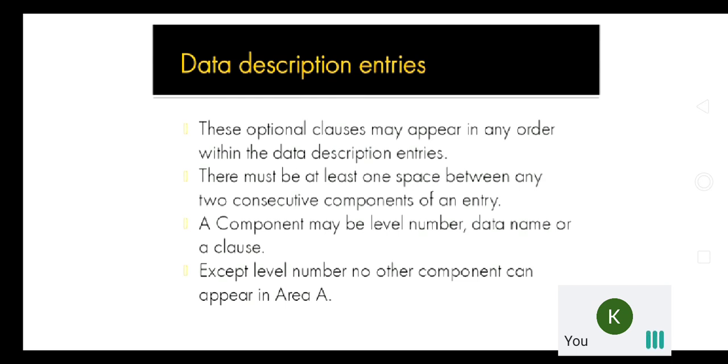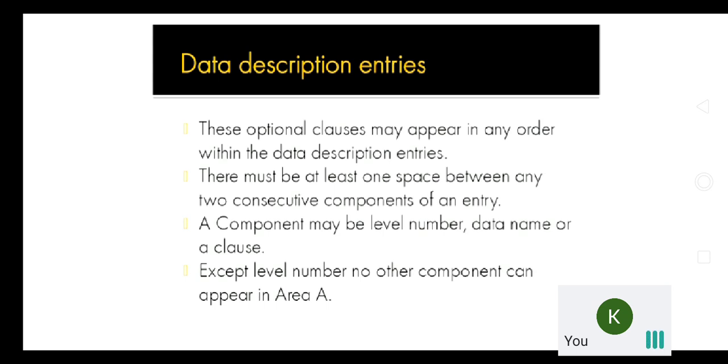So between level numbers and the data item name, you must have a space, and between the data item name and the picture class you must have a space, and between the picture class and the coding character or editing character you must have a space. This is one of the important rules: between every component in the data description entries you must have a space, and at the end you have to terminate with a period.